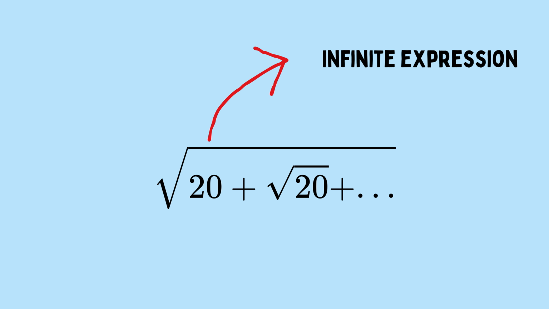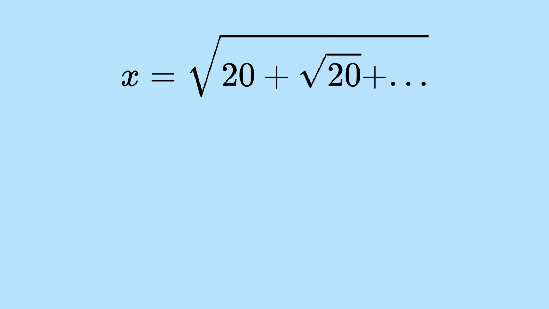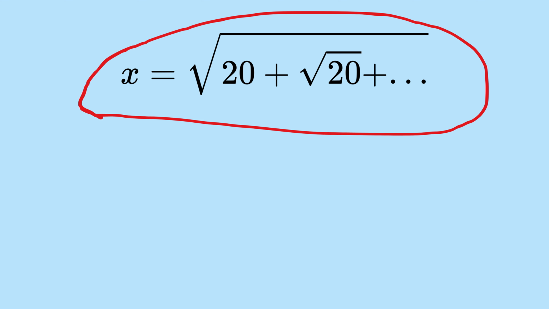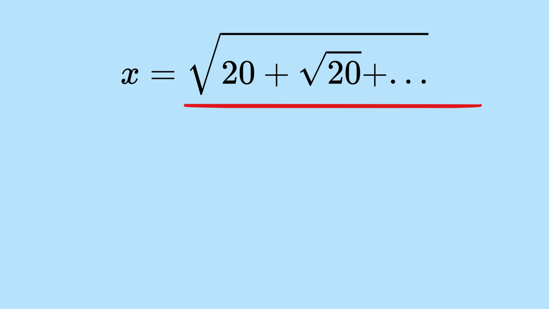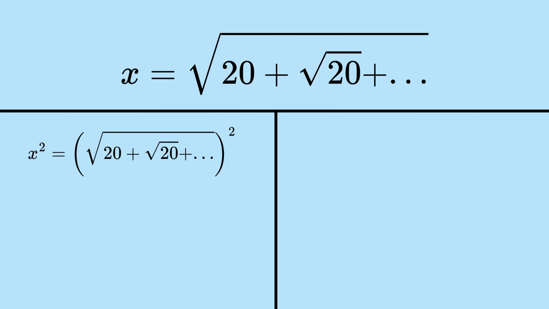First of all, this is an infinite expression, so let's give this expression a name. Let's call it x, and our equation becomes this. Looking at the right side, we see a lot of square roots. What is the best way to get rid of roots? Squaring them. So we square both sides of the equation. This operation cancels out that big outer root, and our equation turns into this.